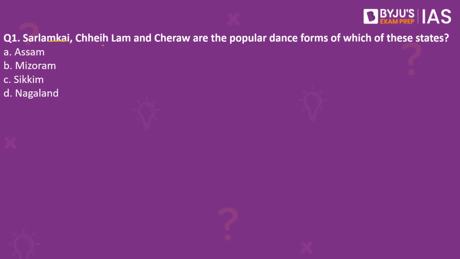Sarlamkai, Chheih, Cheraw are the popular dance forms of which of these states? Option A, Assam. Option B, Mizoram. Option C, Sikkim. Option D, Nagaland. Pause the video, mark your answers. And before we discuss the answer, let us discuss more about each of these dance forms.